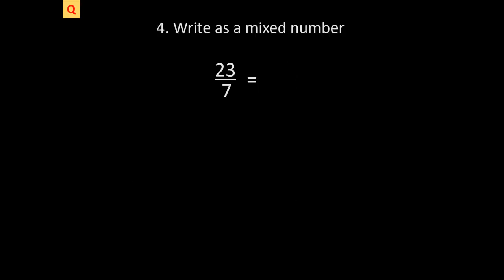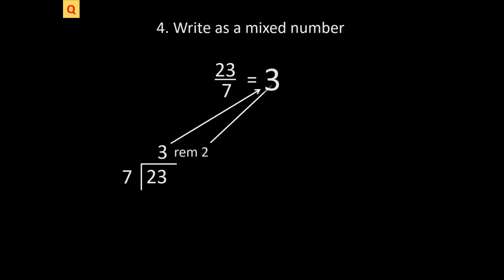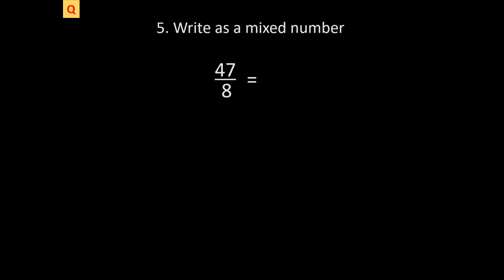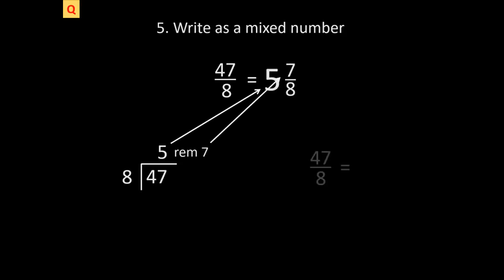Number 4, 23/7. How many 7's in 23? That's what 23 divided by 7 means. 3 with 2 left over. So that is the same as 3 2/7. There we go. If you're having trouble with these, go back, have a look at the examples and try the exercise again. But hopefully everything's progressing okay. 47/8. 47 divided by 8. Well, that's 5 wholes. Now 5 eights are 40, so there's 7 left over. So 5 7/8. And there it is.